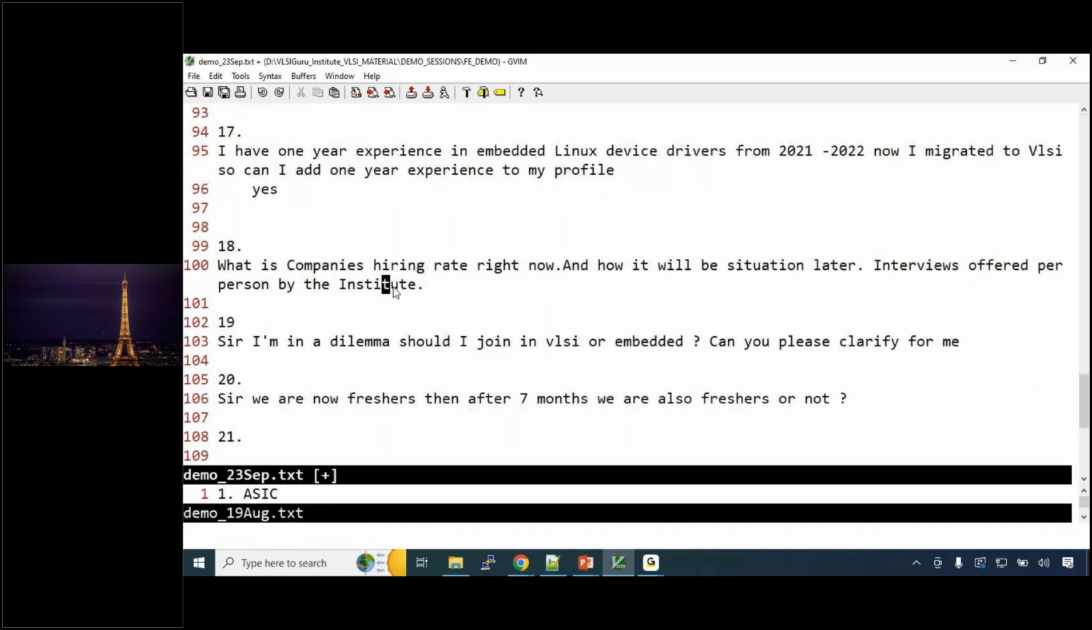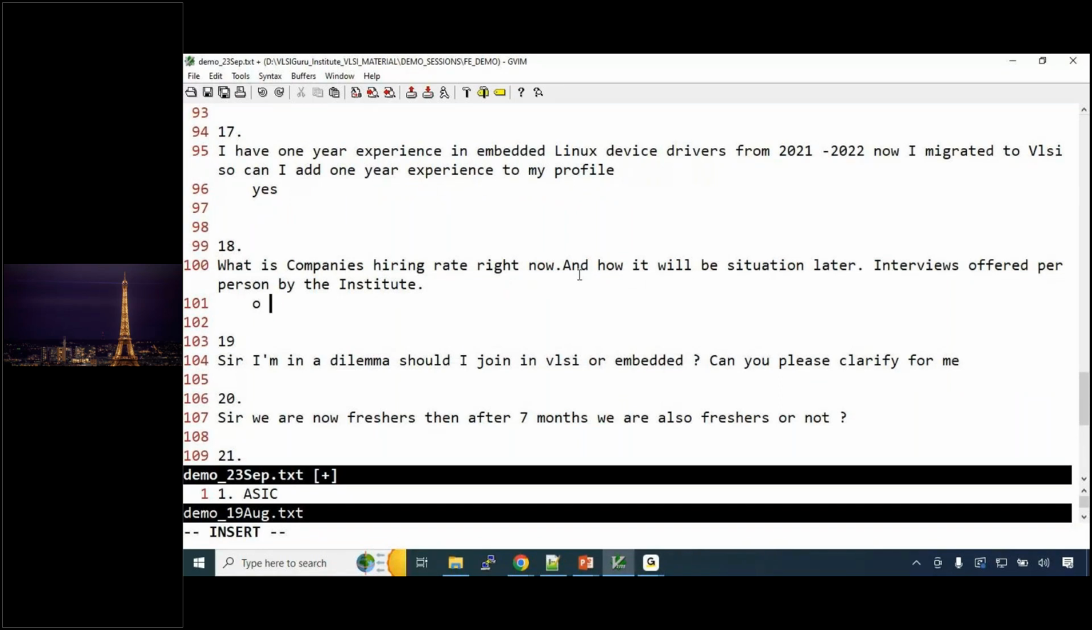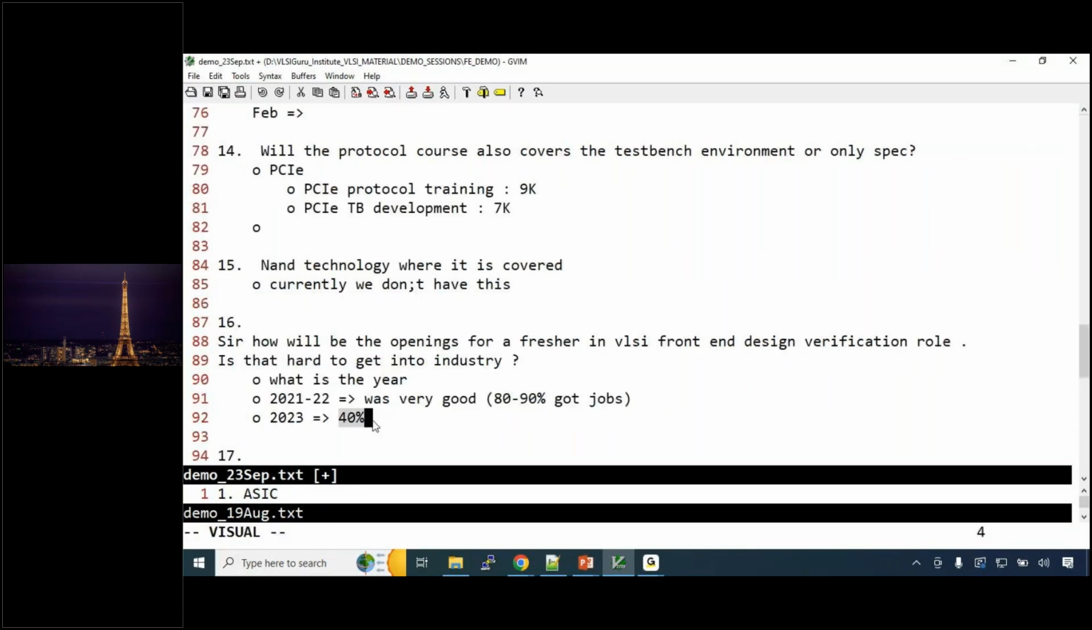What is the company's hiring rate right now and how will the situation be later? Interviews offered per person by the institute. Generally, the institute's commitment is 100% support till the student gets a job. Earlier I said 40% of people are getting placed. That means around 60% are not getting jobs. We won't stop after 3 months or after 6 months. They will continue to get the support. Those 60%, if they put in the right effort and learn the subject properly, can get a job in 2024. So it's a little bit about having patience.